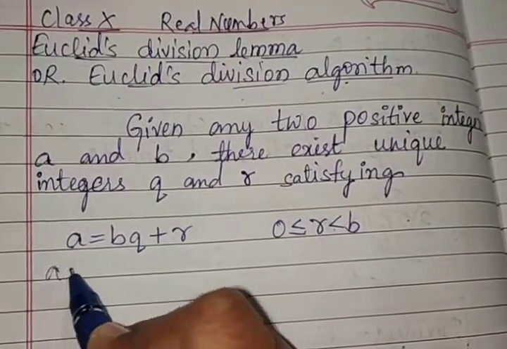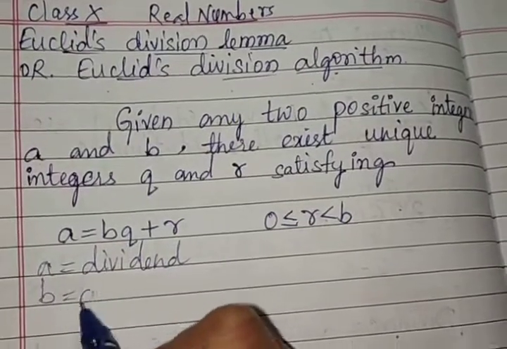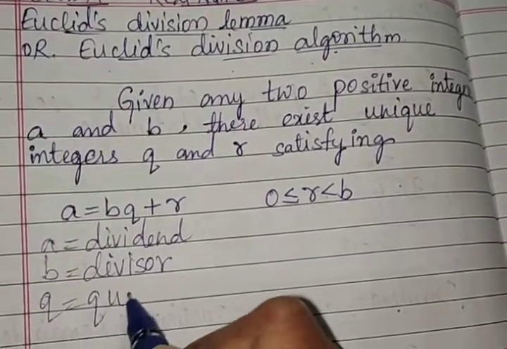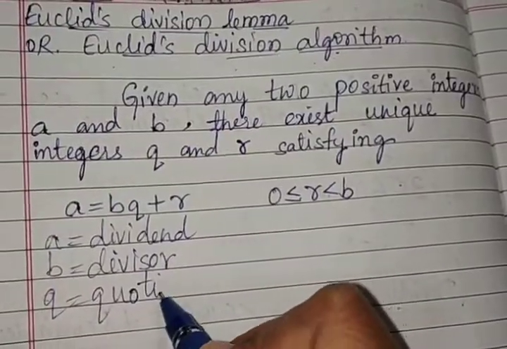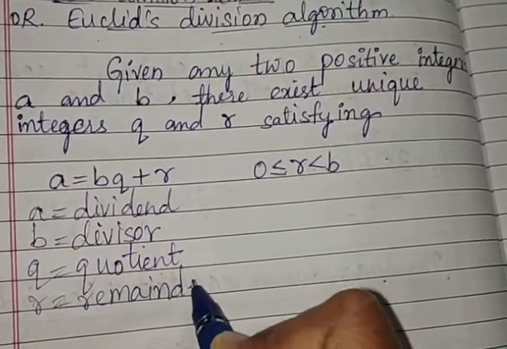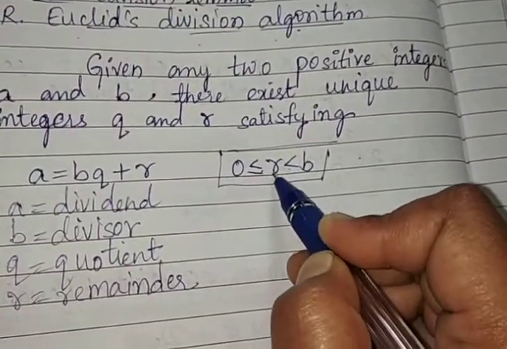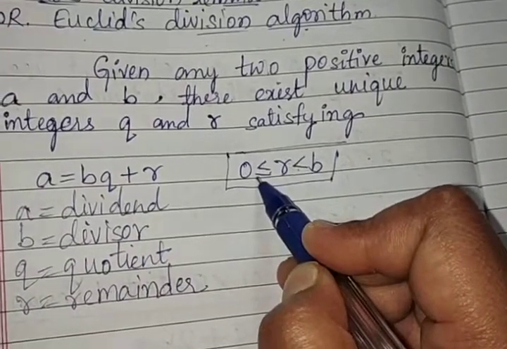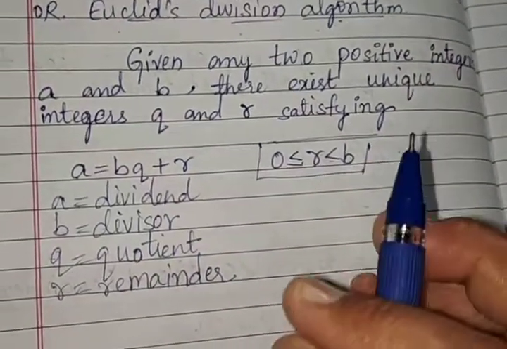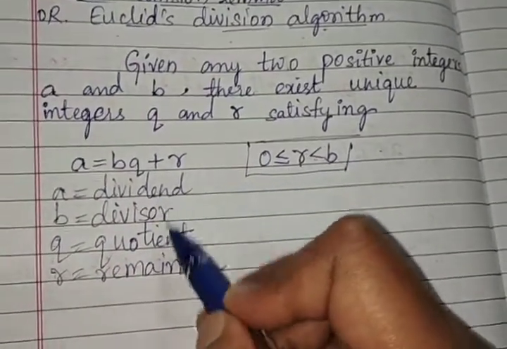If you want, you can write here: a is dividend, b is divisor, q is quotient, and r is remainder. There is a condition here that r, that is the remainder, should be greater than or equal to 0 and less than b. Less than b means less than the divisor. Whenever you divide any two numbers, the remainder is less than the divisor. So this is the condition which we should always follow.